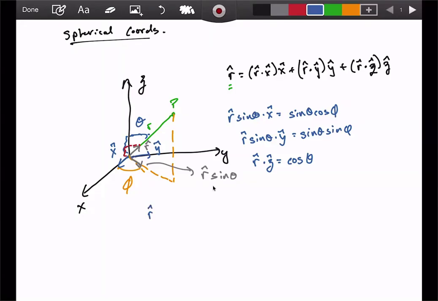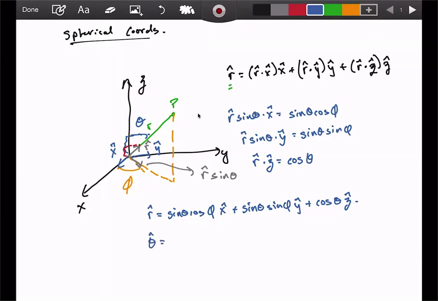So this means that I can rewrite r hat as equal to sine of theta cosine of phi in the x hat direction, plus sine of theta sine of phi in the y hat direction, plus cosine of theta in the z hat direction. Now, we're just going to do the same thing with both the theta direction as well as the phi direction. I'm going to skip all those steps and just write that down for you.